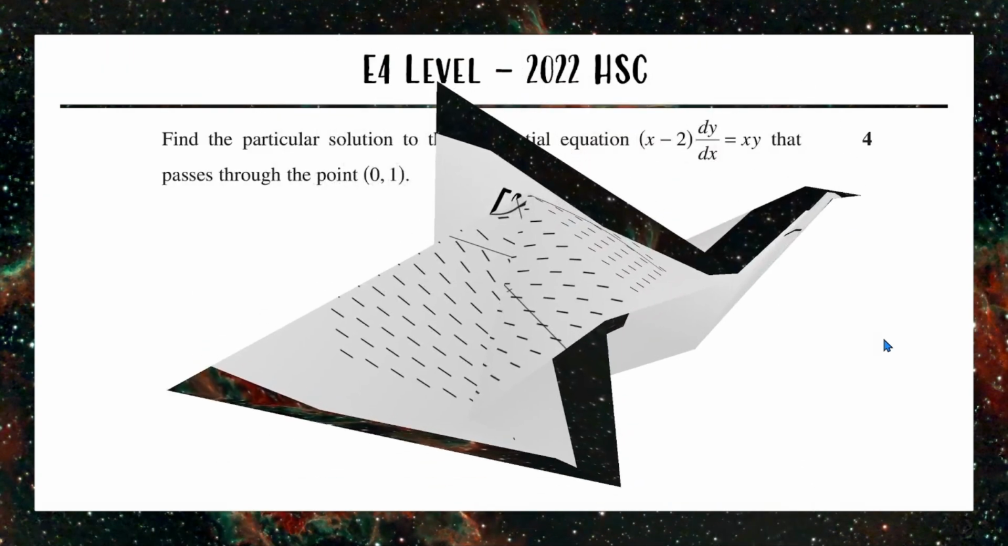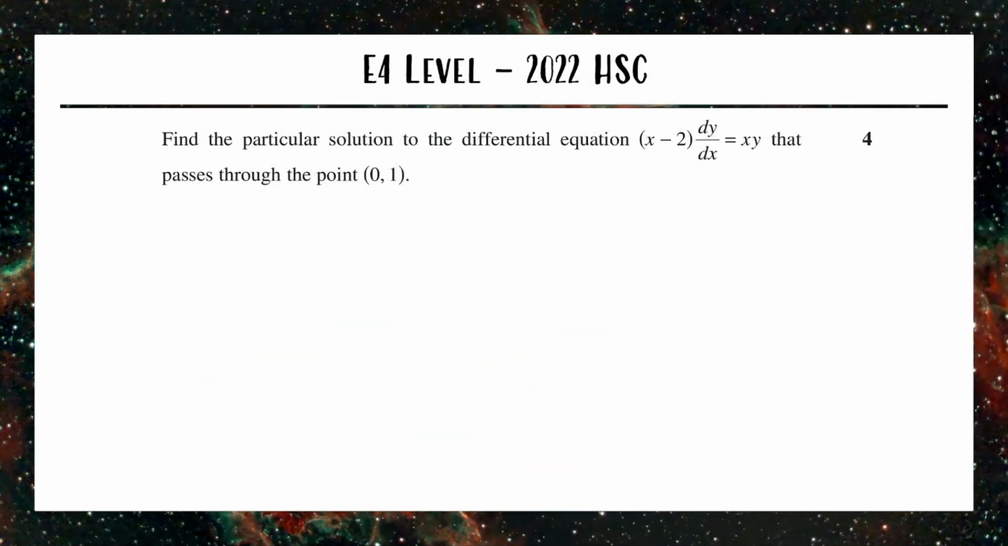Okay, we are now onto the big boppers towards the end of the video, some E4 level questions. Here is probably the hardest exponential equation that's been in a recent HSC at the time of recording this video. We have (x - 2) dy/dx = xy. We're trying to find the solution that passes through (0, 1), and it's worth a whopping 4 marks, which is something like 5% of the exam.